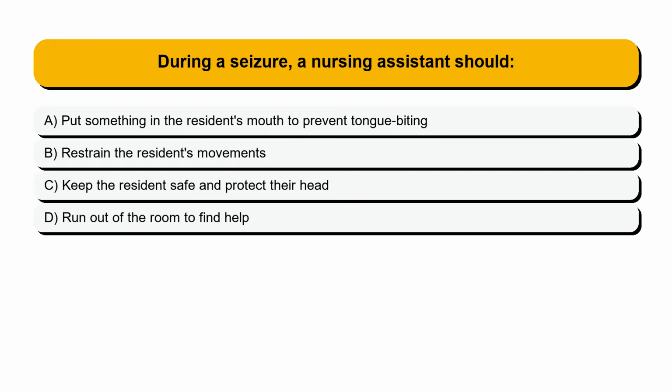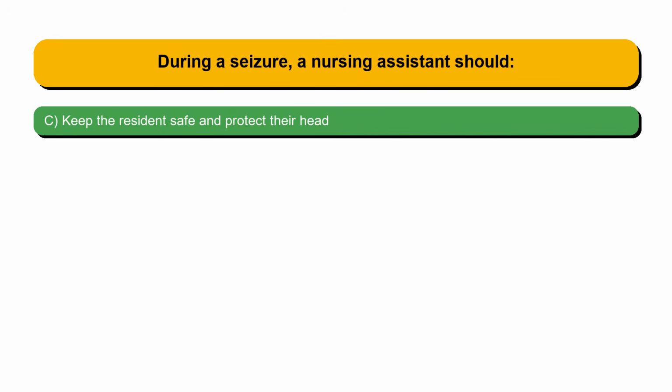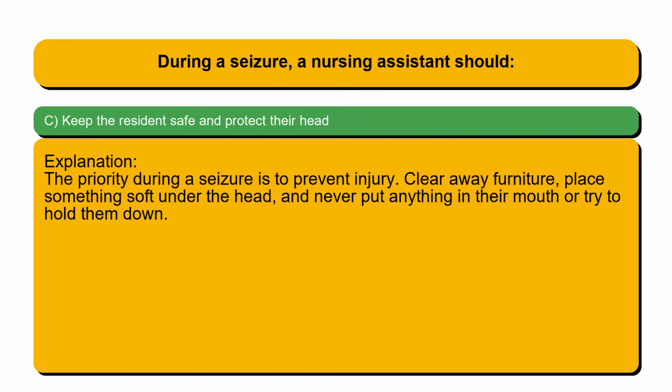Question 99. During a seizure, a nursing assistant should: Option A, put something in the resident's mouth to prevent tongue biting. Option B, restrain the resident's movements. Option C, keep the resident safe and protect their head. Option D, run out of the room to find help. The correct answer is option C, keep the resident safe and protect their head. The priority during a seizure is to prevent injury. Clear away furniture, place something soft under the head, and never put anything in their mouth or try to hold them down.